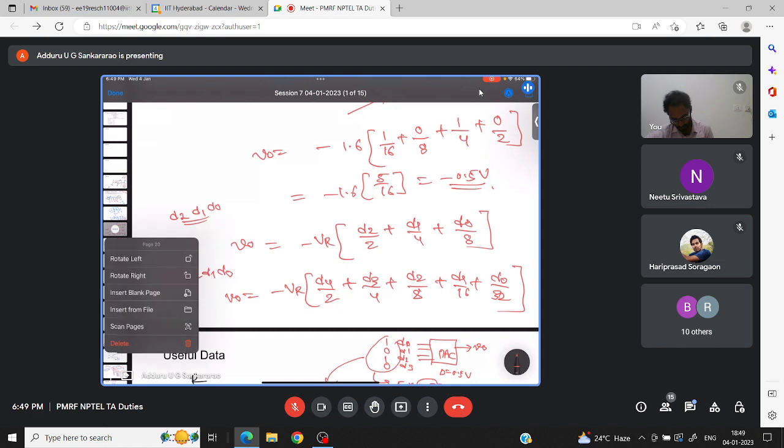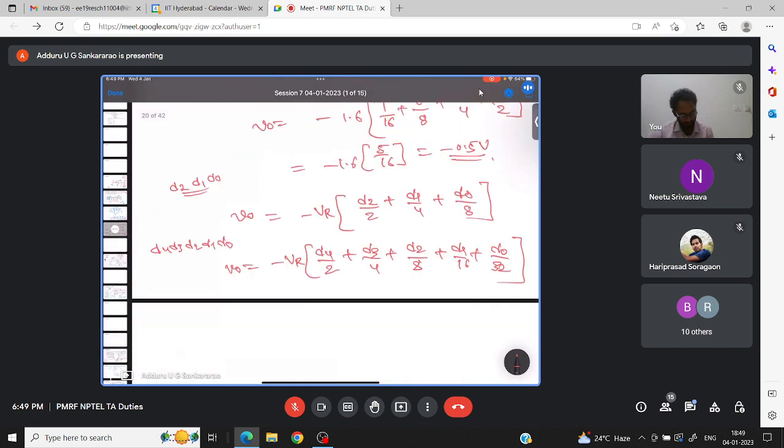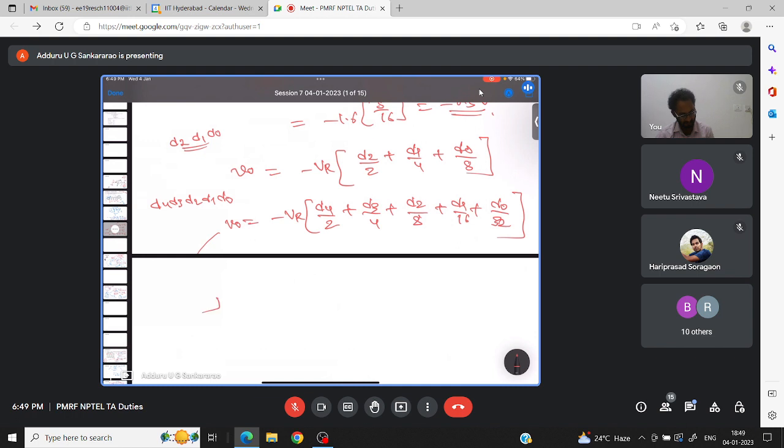In some textbooks, they will modify this and take something common, like this. 32 they will take common, minus VR by 32. Okay. Then what you'll get: 16 D4 plus 8 D3 plus 4 D2 plus 2 D1 plus D0.